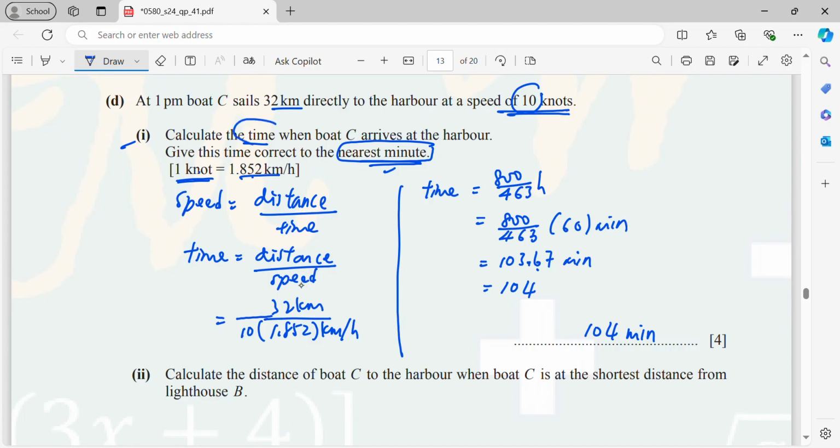Okay, but then the question is asking for time, so my answer shouldn't be this. So now 1 p.m. plus 104 minutes, right? We know that 1 hour is 60 minutes, so this is basically 1 hour and 44 minutes, because you minus 60 from 104, that is 44 minutes. So now the time is 1 p.m. plus 1 hour and 44 minutes. Therefore, it will be 2.44 p.m. Okay, that is your time.